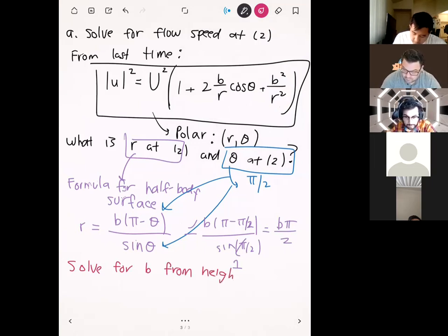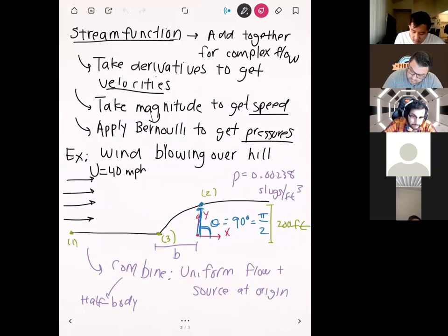Okay. And so now we have r and we have theta. But we have one more unknown that we need to solve for, and that's b, right? And so b, remember, is basically this distance right here in between the stagnation point of the flow and the origin of where the source is coming out. Okay, and so we had one more formula that we can use for b, and we can use the fact that we know the height is 200 feet over here.